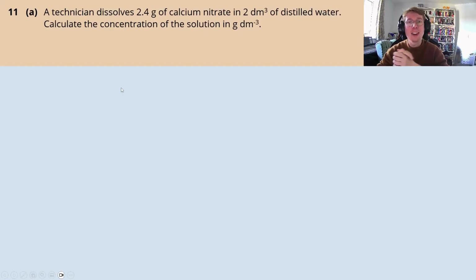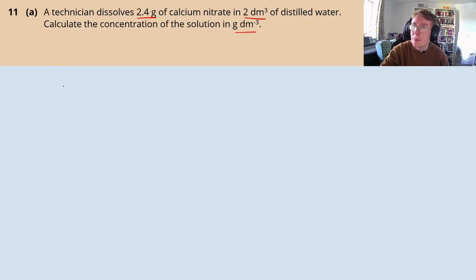Question 11 then, and I hope your concentration isn't flagging because this question is all about concentration. So 11a, we've got a technician and they have decided to dissolve 2.4 grams of a substance, calcium nitrate, in 2 decimeters cubed of distilled water. We've just been asked to calculate the concentration of the solution in grams per decimeter cubed.